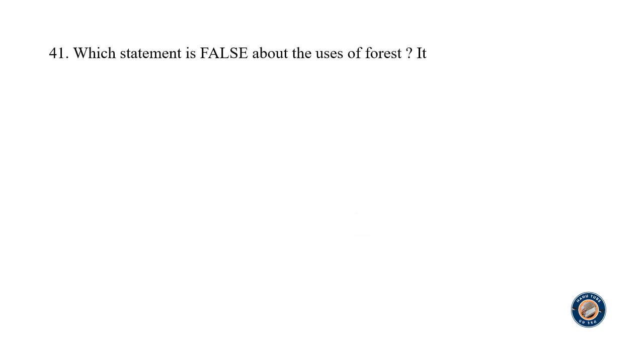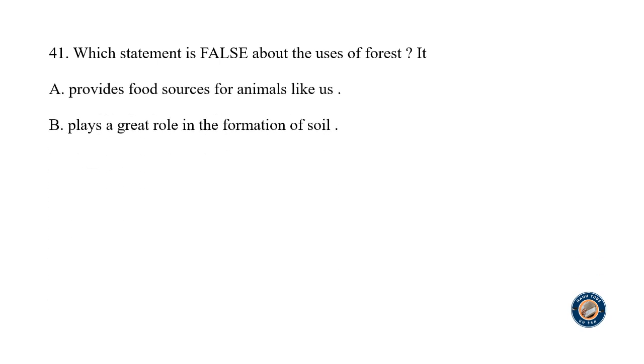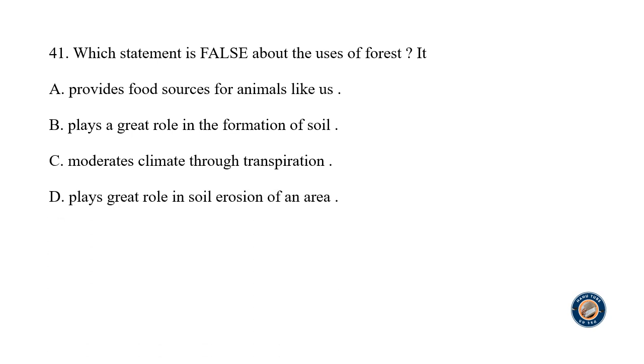Question number 41. Which statement is false about the use of forest? A. It provides food sources for animals like us. B. It plays a great role in the formation of soil. C. It moderates climate through transpiration. D. It plays great role in soil erosion of an area. The answer is it plays great role in soil erosion of an area. Forests prevent erosion. So D is false.